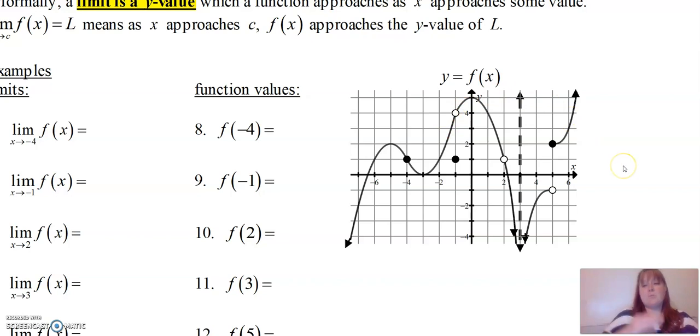And so oftentimes we can't deal with functions that have discontinuities because they're not continuous. But limits tell us what's going on right around that discontinuity. So even though we can't figure out exactly what's going on right here at -1, excuse me, sorry, at -1.